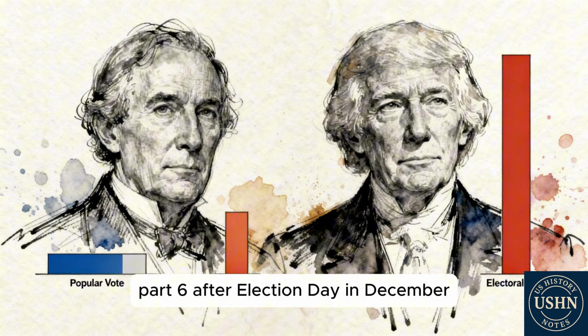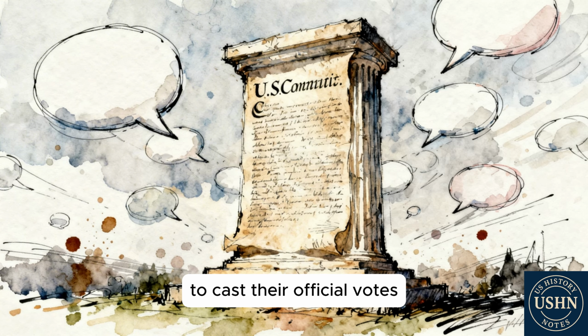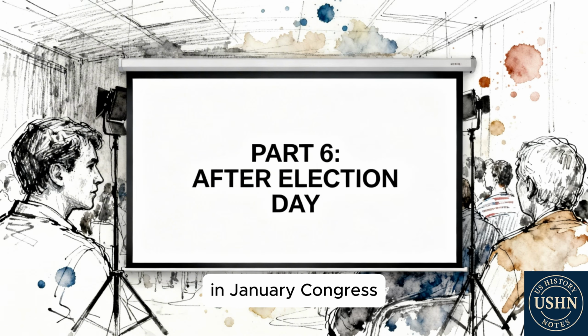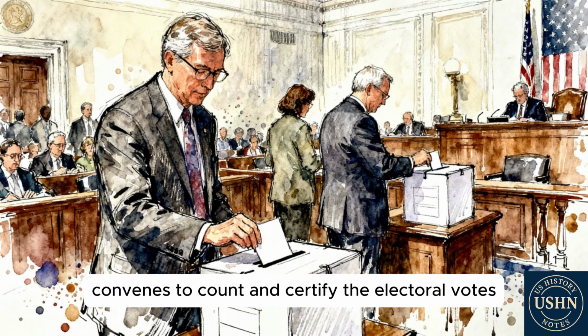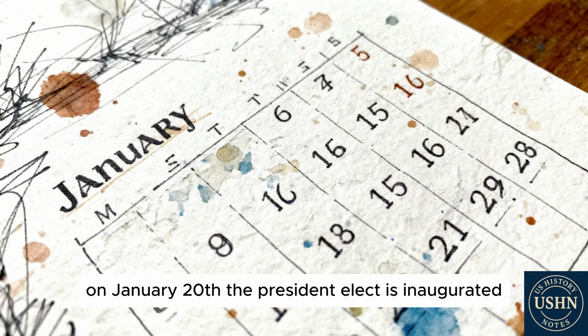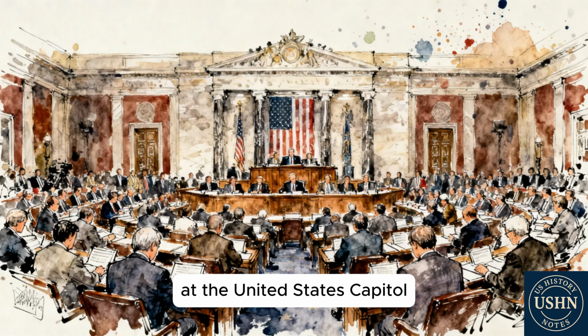Part 6. After Election Day. In December, electors meet in their respective states to cast their official votes. In January, Congress convenes to count and certify the electoral votes. On January 20th, the president-elect is inaugurated at the United States Capitol.